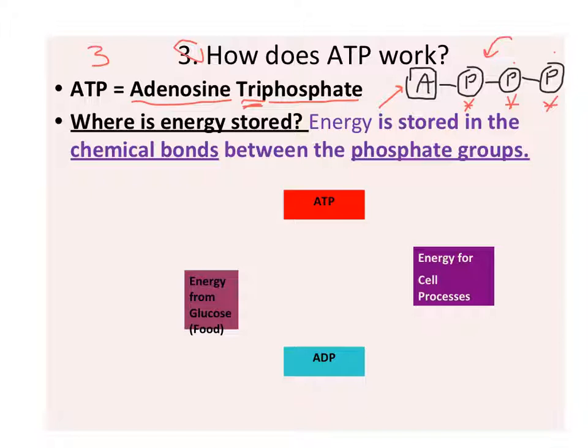Now in this ATP molecule up here, where is the energy stored? Energy is stored in the chemical bonds between the phosphates. So the energy is stored right there in that bond between the 2 phosphates. So to release energy, all that happens is that bond right here gets broken. This 3rd phosphate floats off and energy is released.